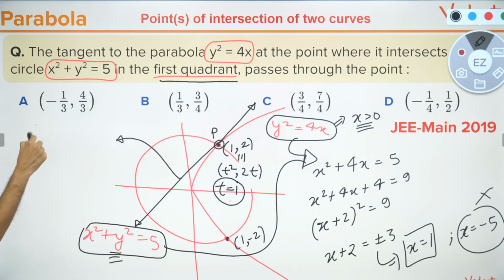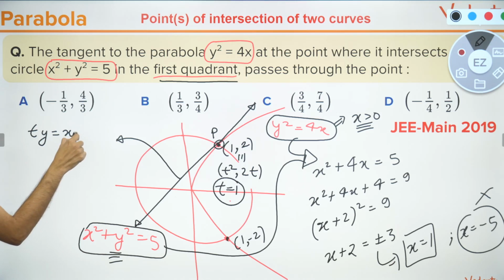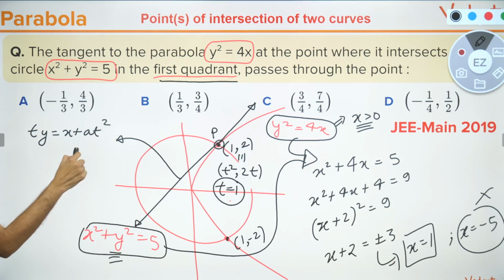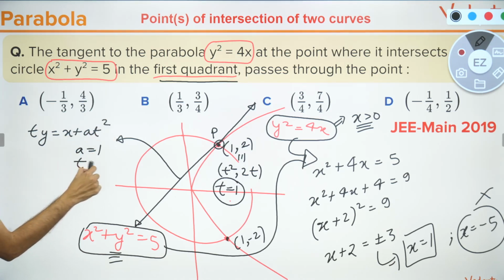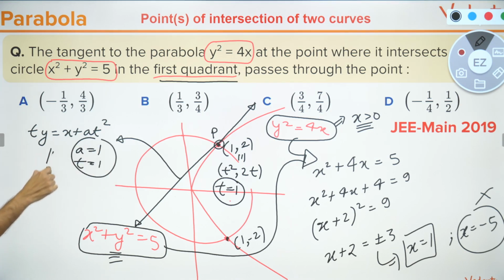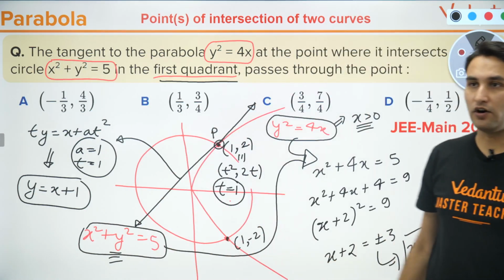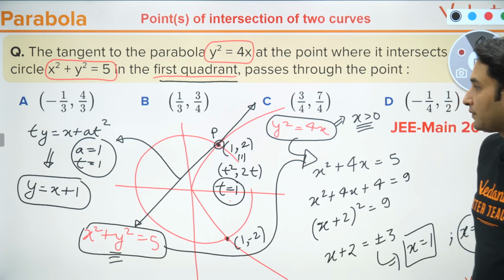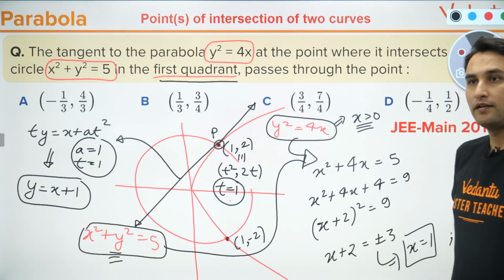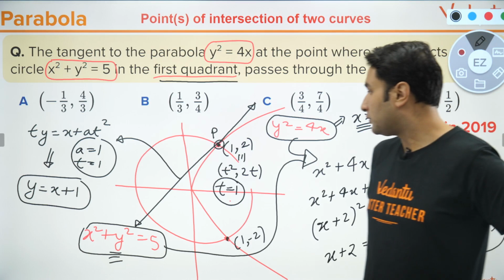ty is equal to x plus at square. A is 1, t is also 1. तो equation कितना हो जाएगा? y is equal to x plus 1. Then you can check which point lies on the tangent. Alright? Any doubt? How many of you got it?